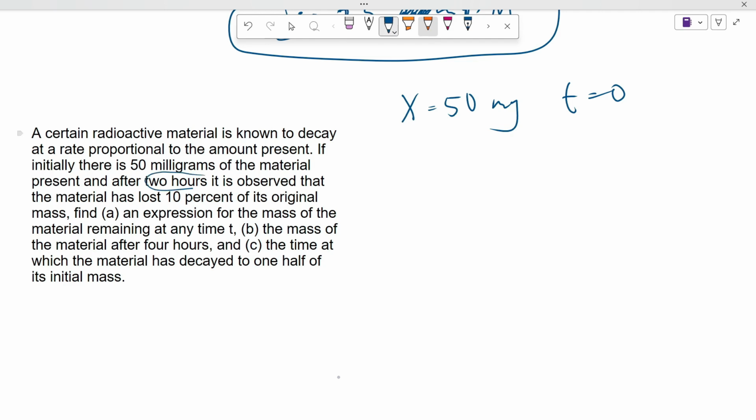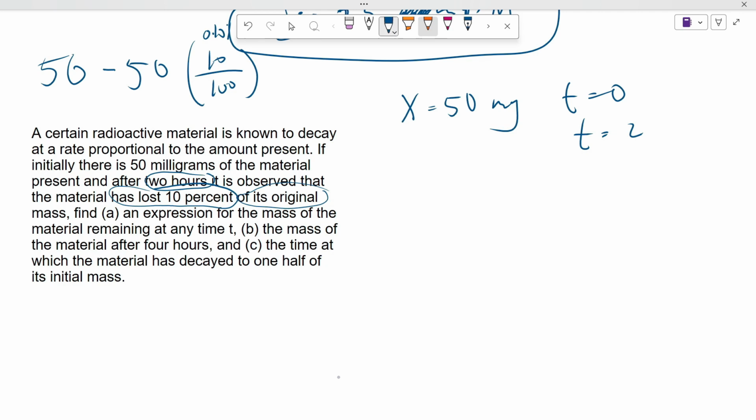After 2 hours, it is observed that the material has lost 10% of its original mass. It lost 10%. What is the 10%, guys? 50 minus 10% of 50. 10 all over 100 is 0.10, which equals 10%.